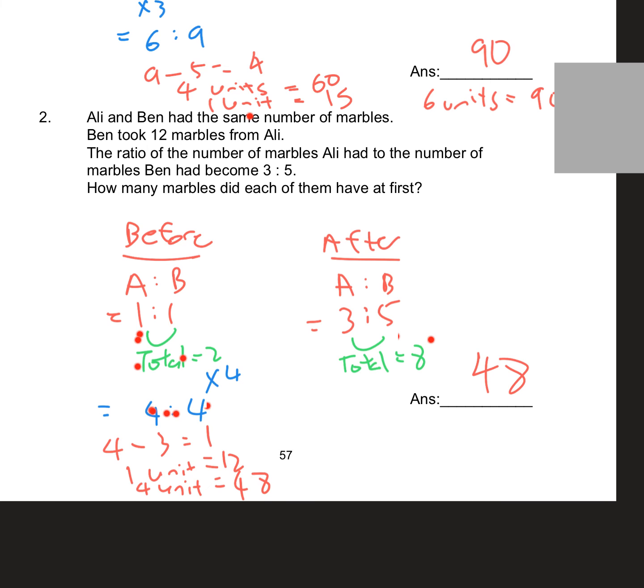Then from 4 to 3, or from 4 to 5, what happened? Because 1 unit is the 12 marbles. Then to find how many each of them had at first, which is 4 units, so 12 times 4, 48 marbles.